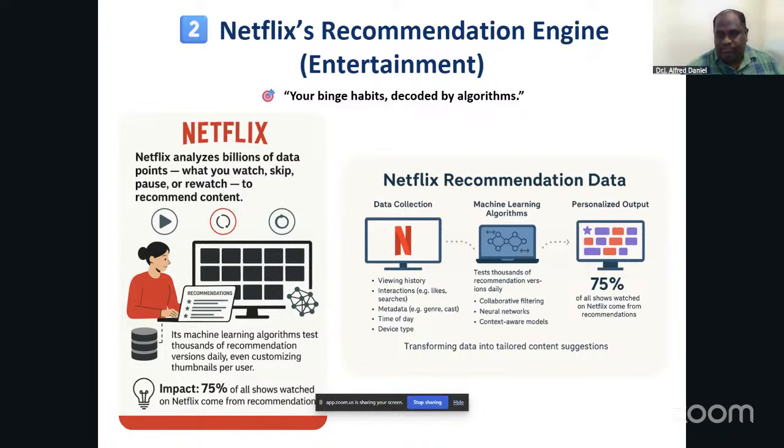Through machine learning algorithms, it tests thousands of recommendation versions daily. It uses neural networks, context-aware models, and collaborative filtering to give a personalized outcome. As mentioned here, 75% of all the shows watched on Netflix come from a recommendation. Through the data points like what you watch, what you skip, what you pause, and what you rewatch, a machine learning model analyzes that information and gives a personalized output. This is the transformation of data into tailored content suggestions.